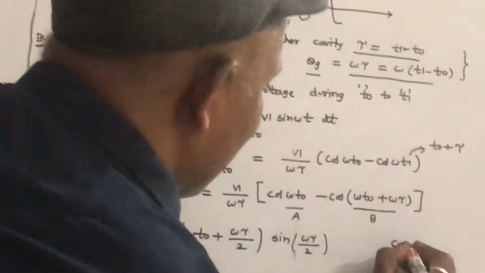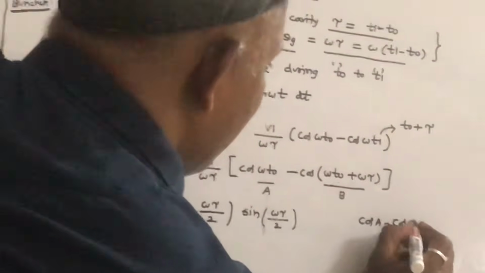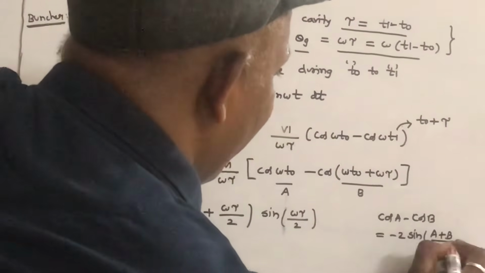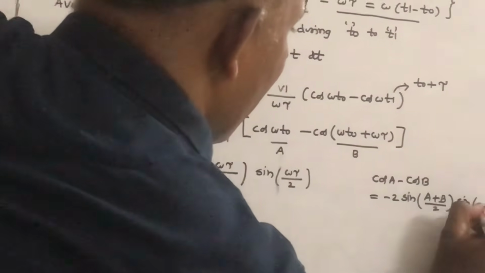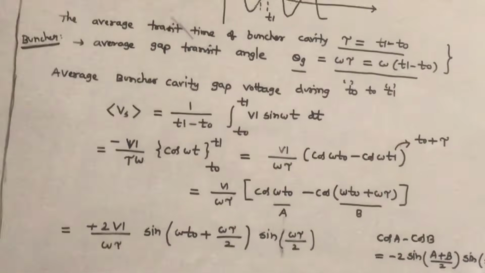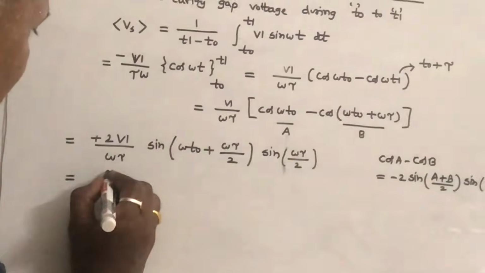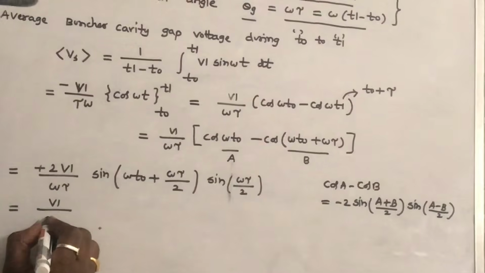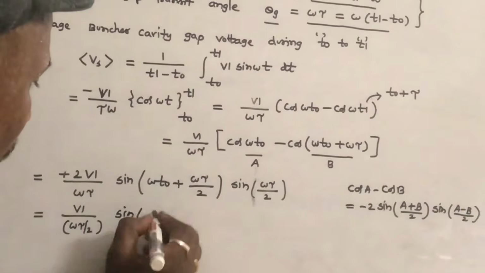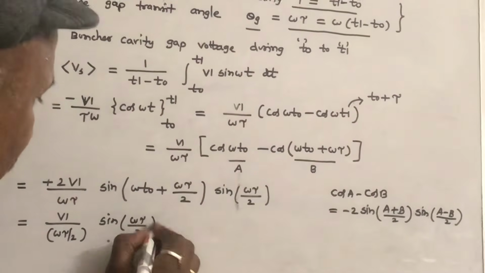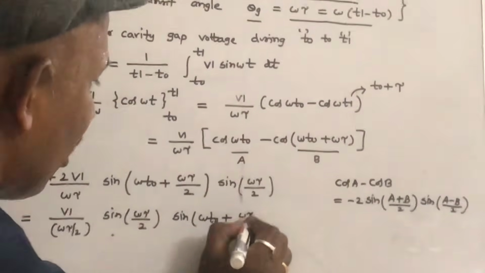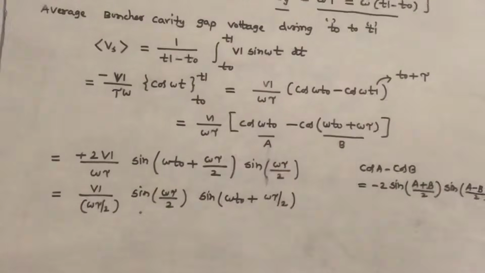So we use this formula: cos A minus cos B is equal to minus 2 sine of A plus B by 2 into sine of A minus B by 2. We have used this formula. Remember this formula from trigonometry. Now substitute these relations. So therefore V1 by, separate this omega tau by 2 like this. Write this term here, sine omega tau by 2 into sine of omega T0 plus omega tau by 2. What is omega tau?